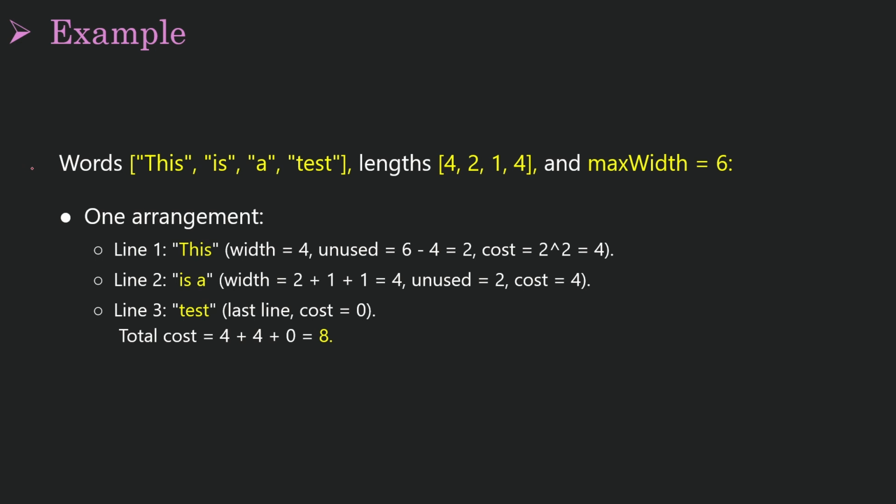For example, with words "this is a test", lengths 4, 2, 1, 4, and max width equals 6. One arrangement: Line 1, "this", width equals 4, and unused equals 6 minus 4 equals 2. Cost equals 2 squared equals 4. Line 2, "is a", width equals 2 plus 1 plus 1 equals 4, and unused equals 2, cost equals 4. Line 3, "test", last line, cost equals 0. Total cost equals 4 plus 4 plus 0 equals 8. We need to find the arrangement with the minimum total cost.